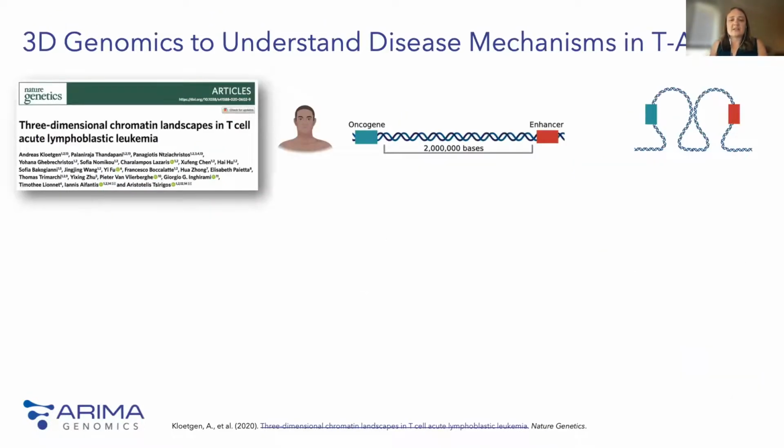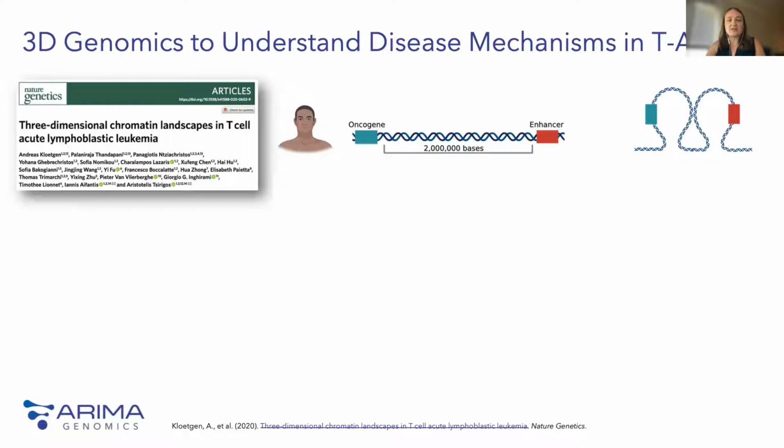So this is a really exciting paper that was published in Nature Genetics in 2020 by Cloken and colleagues. And what they were able to demonstrate here was how the 3D organization of an oncogene, in this case MYC, relative to its enhancer, could affect the progression of T-cell acute lymphoblastic leukemia.